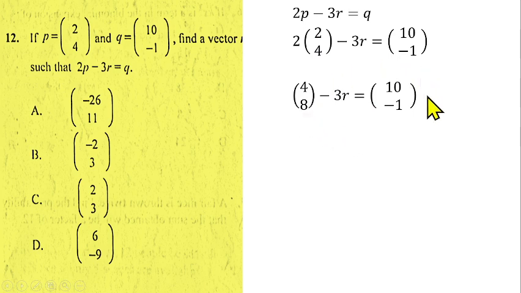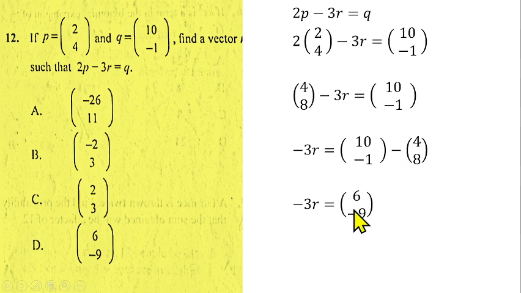From there, you can collect like terms and this column vector can come here. So you have minus 3R equals to this column vector minus the one that is coming here, which is 4 and 8. According to this, we can subtract them because they are both column vectors. So you have 10 minus 4, that gives us 6, minus 1 minus 8, that gives us minus 9. So you're having minus 3R equals to 6 and minus 9. So our aim is to find R. We can divide both sides by minus 3. So R is equals to this column vector over minus 3. Minus 3 will divide each of these elements in the column vector. So 6 divided by minus 3 will give us minus 2. Then minus 9 divided by minus 3 will give us 3. So the column vector of this R is minus 2 and 3, which is option B for question number 12.